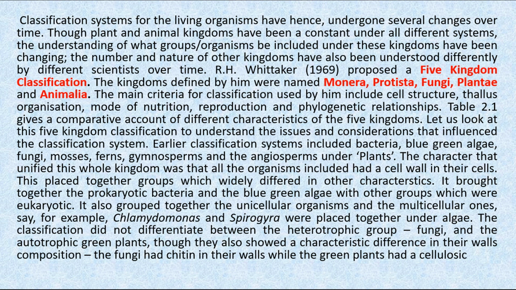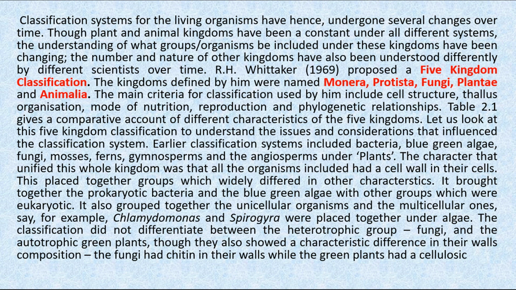R.H. Whittaker, 1969, proposed a five-kingdom classification. The kingdoms defined by him were named Monera, Protista, Fungi, Plantae and Animalia. The main criteria for classification used by him include cell structure, thallus organization, mode of nutrition, reproduction and phylogenetic relationships. Table 2.1 gives a comparative account of different characteristics of the five kingdoms. Let us look at this five-kingdom classification to understand the issues and considerations that influenced the classification system.